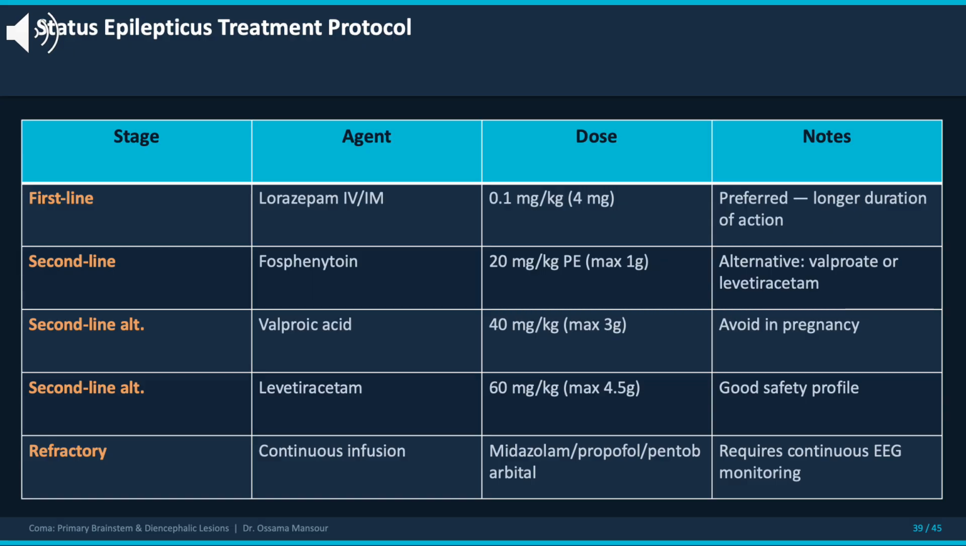Beyond second-line therapy, if seizures persist, we enter the realm of super-refractory status epilepticus. The American Epilepsy Society guidelines recommend either repeating second-line therapy with an alternative agent or proceeding to add continuous infusion anesthetic agents, including midazolam, thiopental, pentobarbital, propofol, or ketamine. These agents require continuous EEG monitoring to titrate to the desired level of seizure suppression.